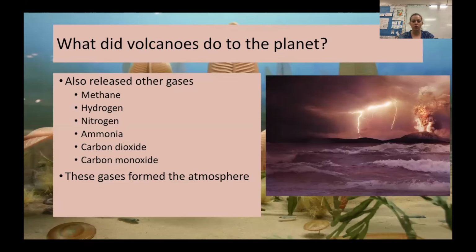Hydrogen, which has the chemical formula H2, nitrogen, which is most of our atmosphere today and has the chemical formula N2, makes up about 78% of today's modern atmosphere. Ammonia with the chemical formula NH3, carbon dioxide CO2, and carbon monoxide, which is just CO. So these were the gases that formed the atmosphere on early Earth. And of course, we had our water vapor as well. So you can kind of see this picture giving you an idea of what early Earth would have looked like. Note that the one gas we don't see is oxygen. Again, we didn't have that until photosynthesis came around many millions and billions of years later.